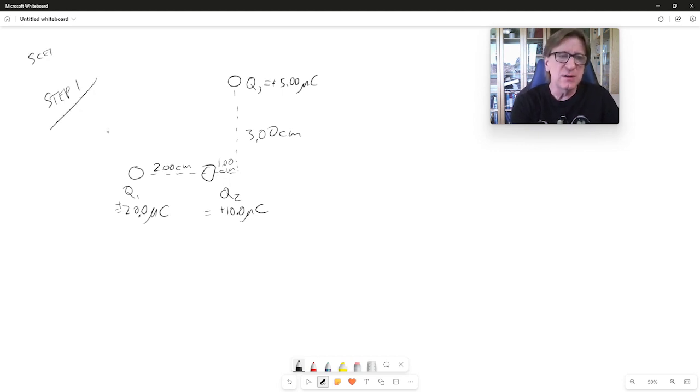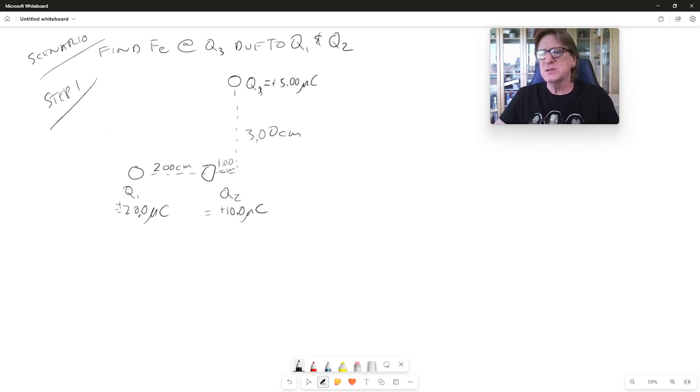So our scenario then is we want to find the electric force at Q3 due to Q1 and Q2. You could also generalize this and say, okay, this problem is how I find an electric field due to an arrangement of point charges. Whatever works for you. There's not one single correct answer for that. Instead, what you're trying to do is come up with something that's useful for you, that works with you while you're trying to study. Okay.